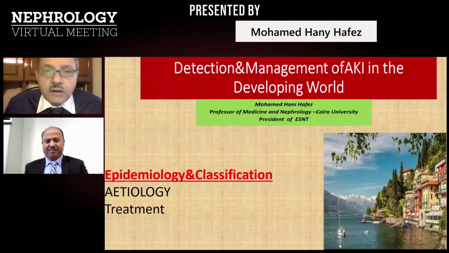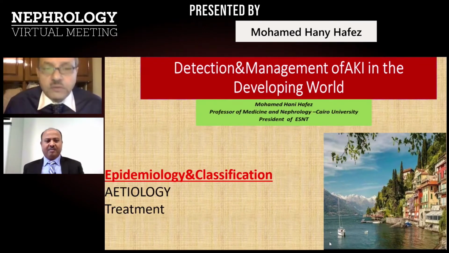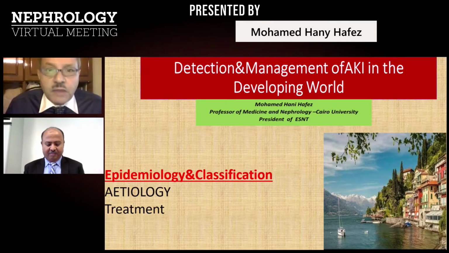I will try, in my presentation, to divide it into three parts. In the first part, I will detail the epidemiology and the classification of acute kidney injury. In the second part, which is meant to be the longest, what is the etiology in the developing world? And the last part will be the treatment, if there is any peculiarity for the developing world, or it just goes like the rest of the world.